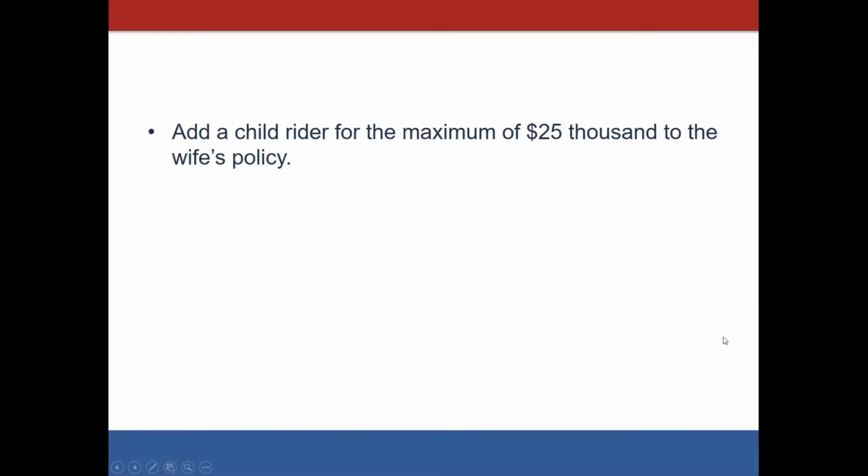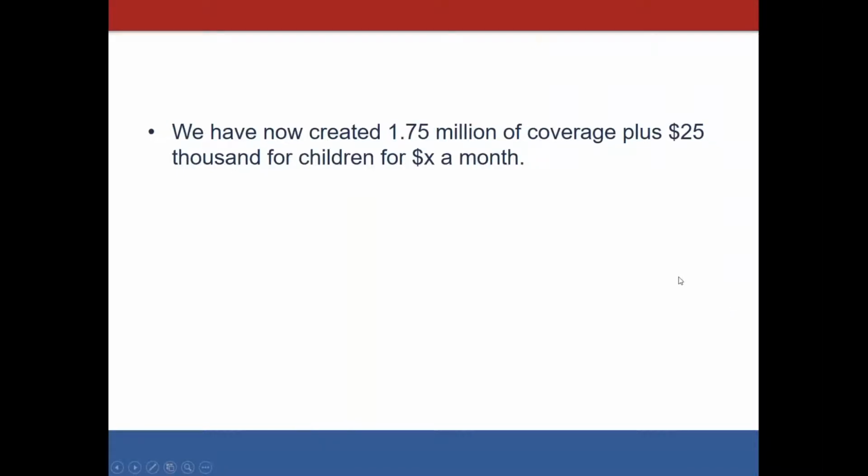So what we will have done by doing those steps is we will have been able to create for them approximately $1.75 million of life insurance coverage and $25,000 of coverage on the children. And again, we want to be able to do that right at that $100 a month. Now that may seem overwhelming to you, but I think you're going to be surprised when you go in and start working on this case that this is going to be something you can do.